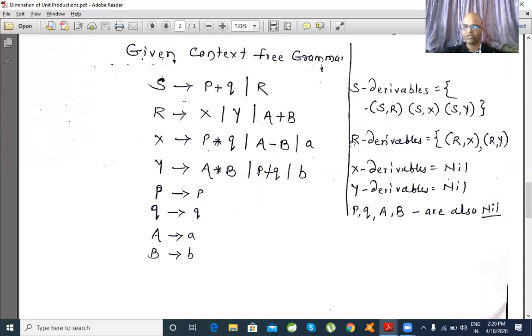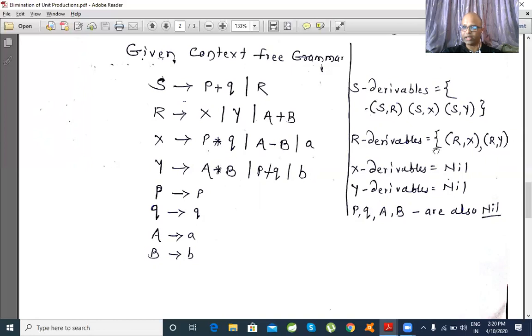So R is producing X, it is in the specified form. Using this step number one, we can write this R derivables, X is derivable from R, we can say. And we keep track of X and the process terminates here. And one more term, R, if it is producing Y, so this is again one more production which exists. So this Y is again R derivable. So this derivable we need to add in this set.